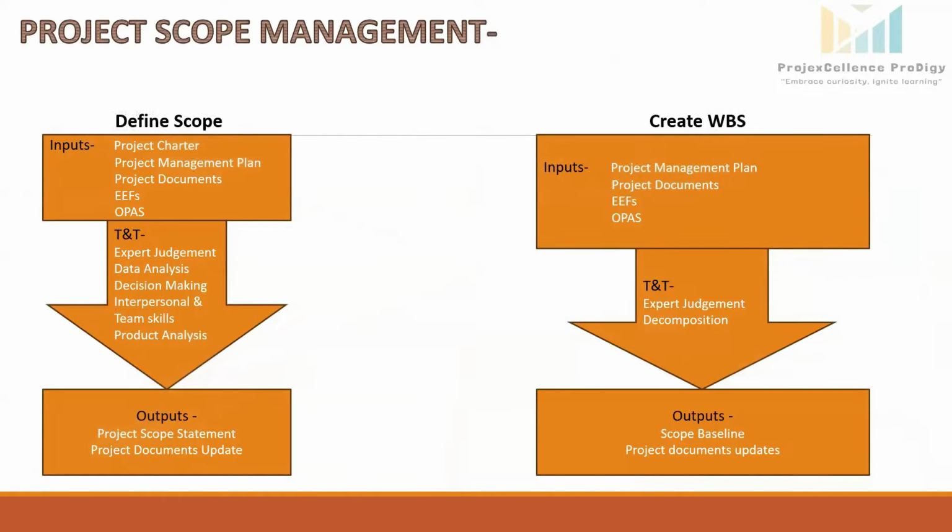Next process is define scope. Define scope is the process of developing a detailed description of the project and product. The key benefit of this process is that it describes the product, service, or result boundaries and acceptance criteria.